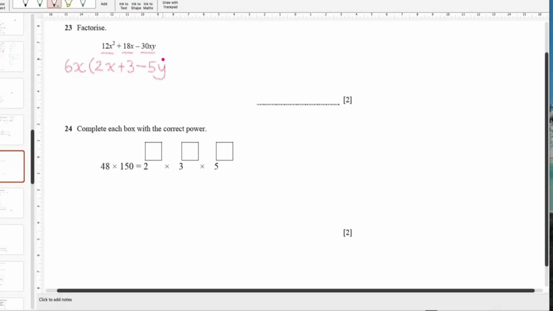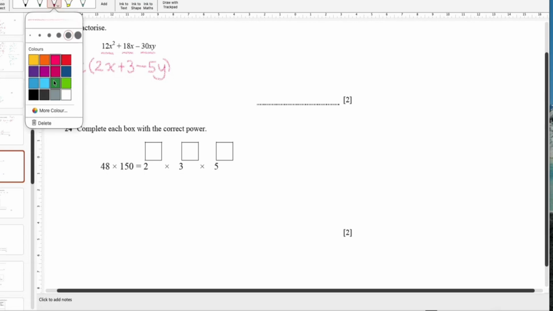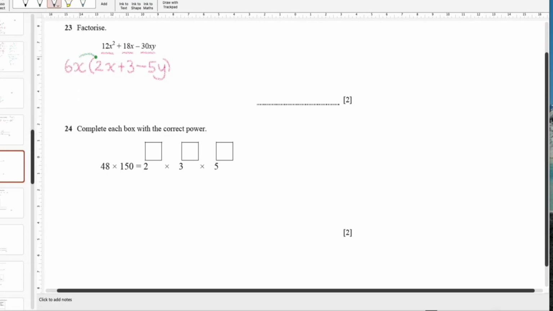And we can verify if this is correct. Let's quickly check if this is correct. 6x times 2x is equal to 12x squared. 6x times positive 3 is equal to positive 18x. 6x times negative 5y is equal to negative 30xy. So we know that this is correct.